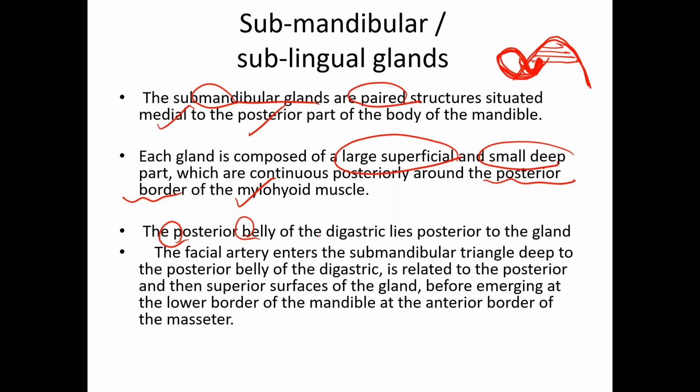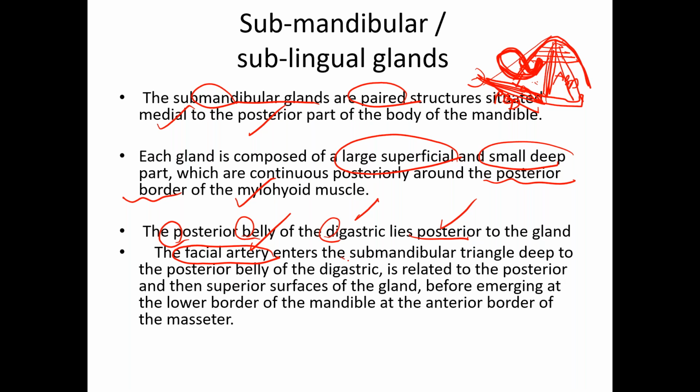The posterior belly of digastric lies posterior to the gland. This is the anterior belly of the digastric, and this is the hyoid bone, as you know. If this is the mastoid process, the posterior belly of the digastric goes like this. If this is the gland, this is the posterior belly of digastric, and this is the anterior belly. So this becomes the digastric triangle, and this is the submandibular triangle here. The anterior belly of digastric, the posterior belly of digastric, and the body and ramus of the mandible form the submandibular triangle.